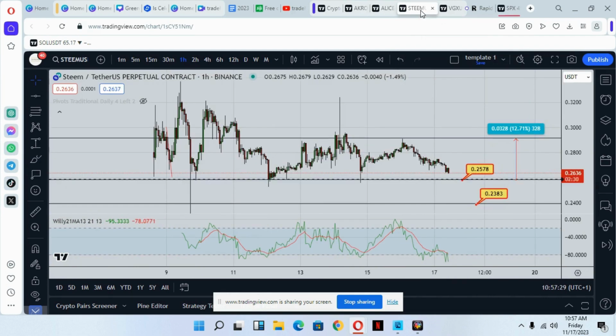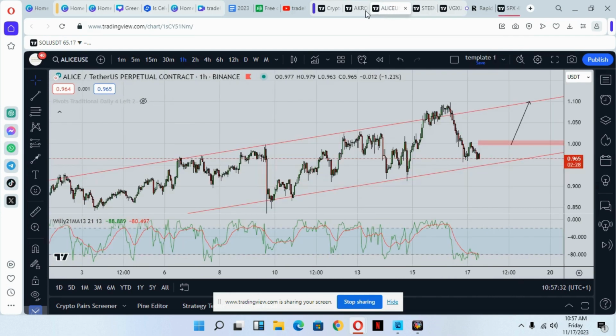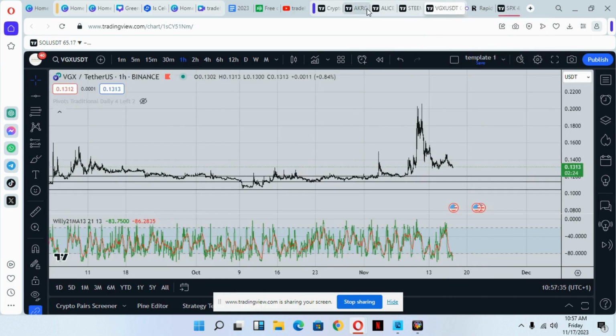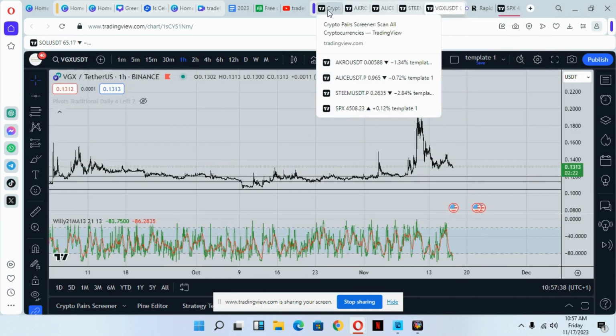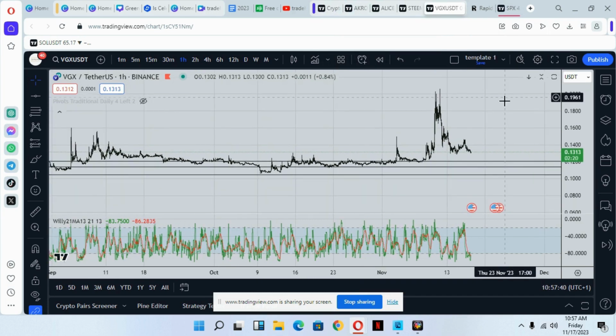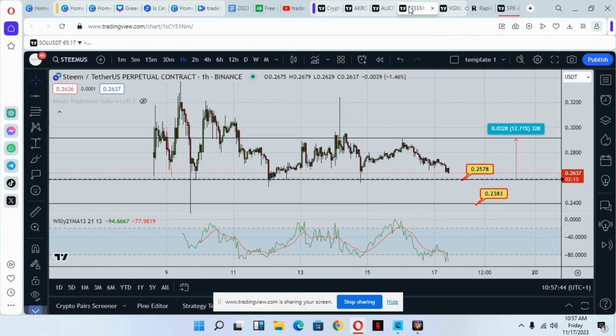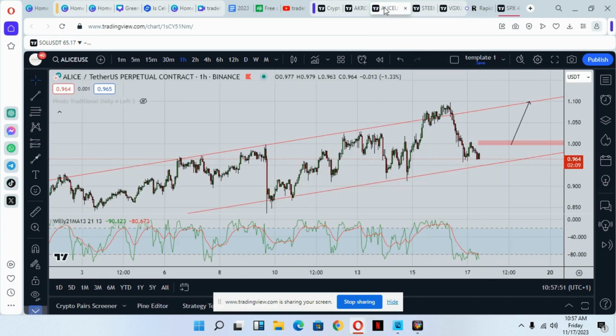Understand? So we've done Steam, we've done Alex, we've done Acro. You can see I'm able to spot all these things at a glance. Guys, just stay tuned. Our first trade call is Steam for spot trading. If you want to get your account funded and follow the analysis. And Alice is also good to buy.